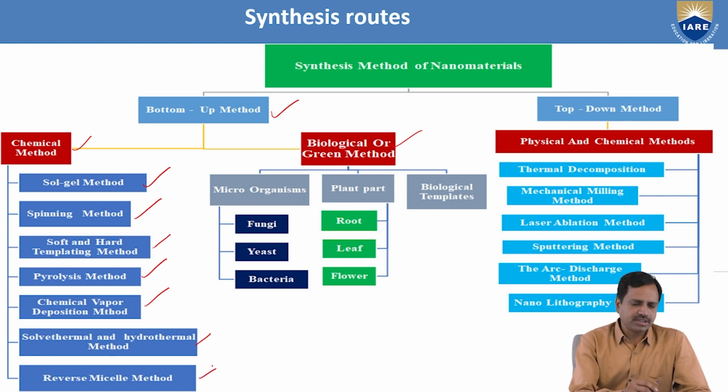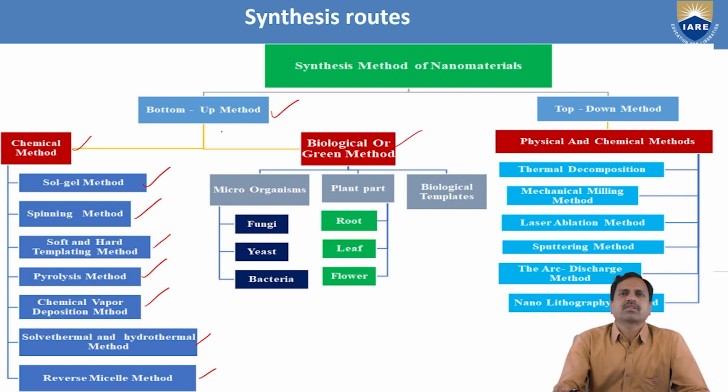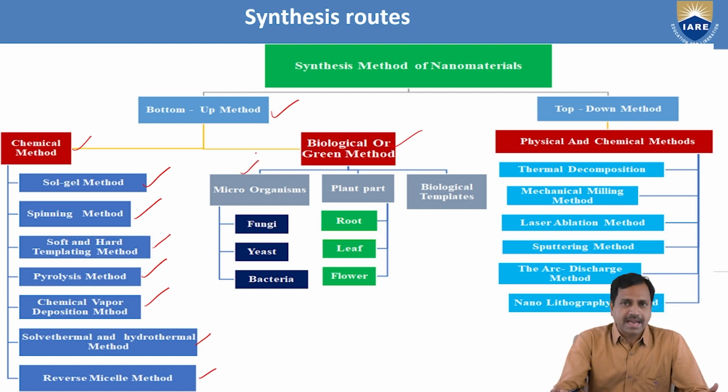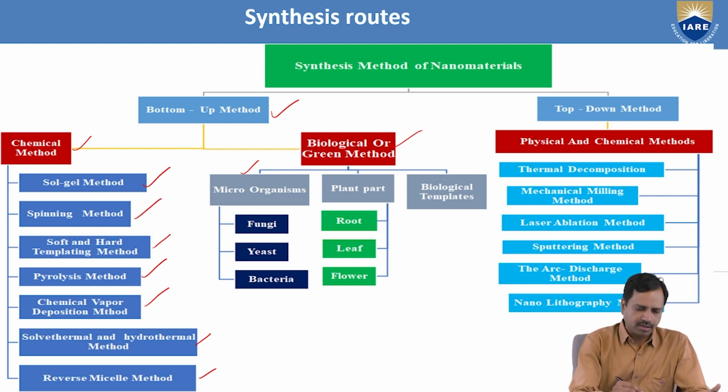Next, this bottom up approach is again classified into two types, that means chemical method and biological or green method. The biological method is also called a green method. We will not use any chemical reductants, or if we use chemical reductants, it is also called green synthesis. So nowadays this biological method is called green synthesis. This green synthesis can be done with microorganisms.